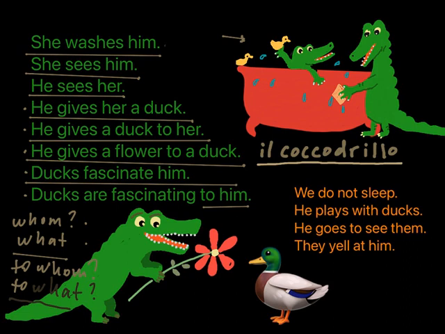So what did we learn here? The subject answers the question who or what does something in a sentence. The direct object answers the question whom or what.